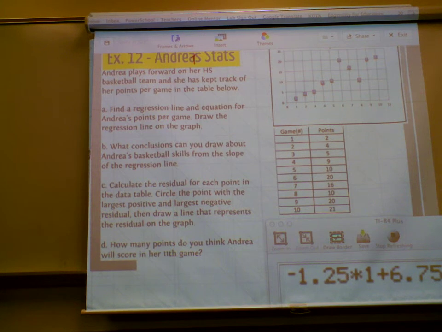Plays for an Irish basketball team. Got the points. We got a scatter plot. We need to find the regression line. So the first thing we need to do is what? Put them in our table.